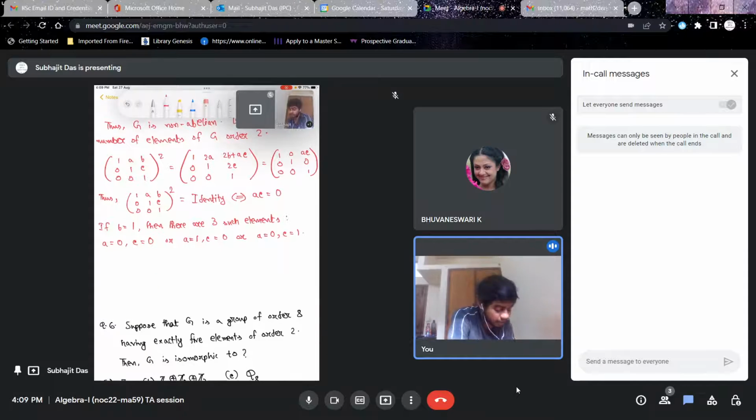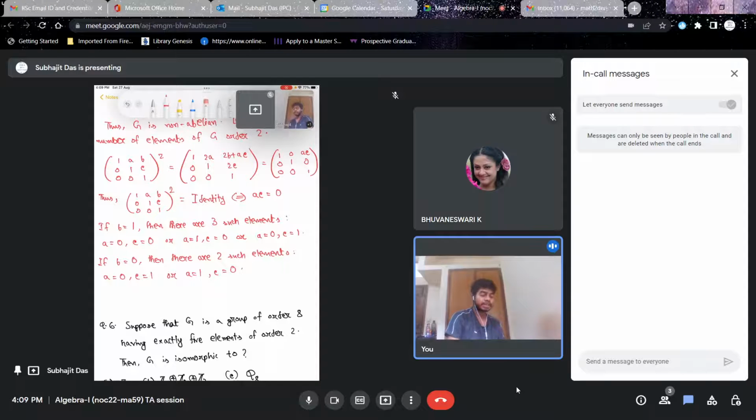What happens for the case B equal to 0? If B equal to 0, then there are 2 choices, 2 such elements. So A equal to 0 and C is equal to 1, or A is equal to 1 and C is equal to 0. Notice that we discarded the case that both A and C are 0.